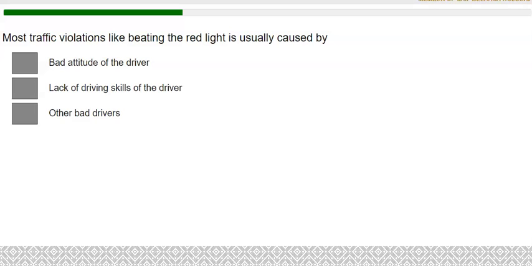So let's do a quick recap of what we have learned so far. The first question is, most traffic violations like beating the red light are usually caused by bad attitude of the driver, lack of driving skills of the driver, or other bad drivers. If your answer is bad attitude, then that's the right answer.